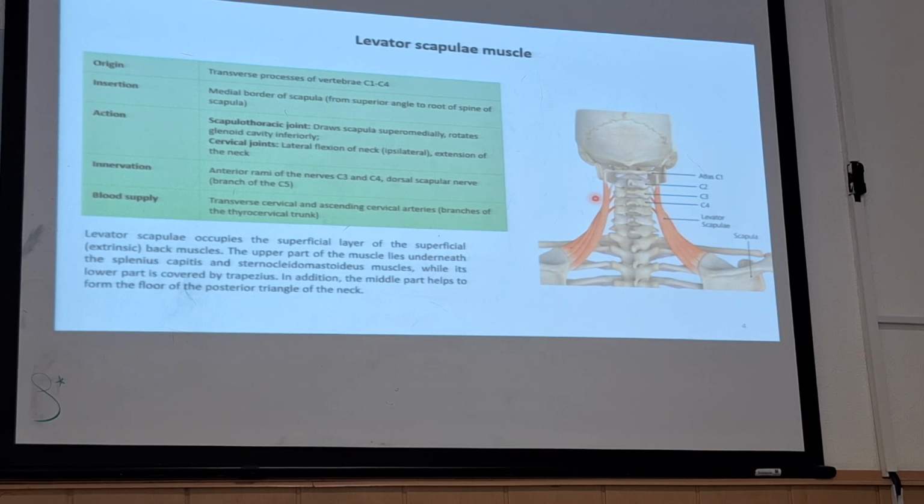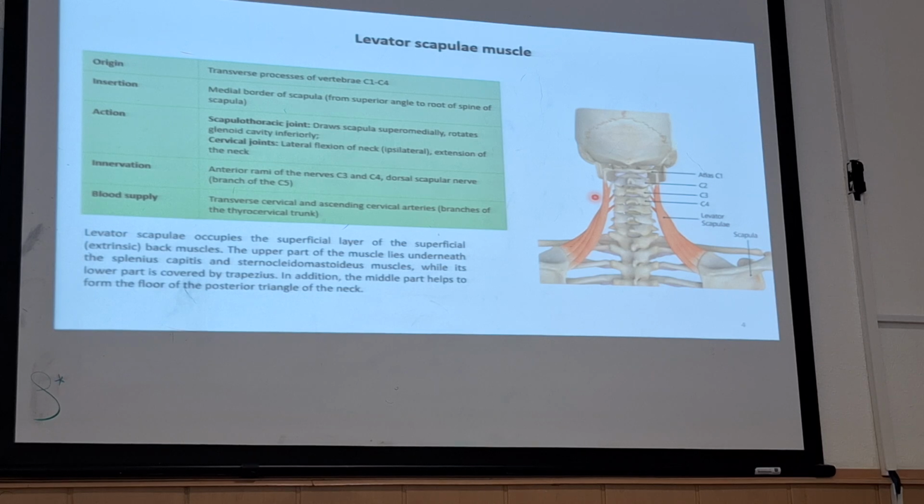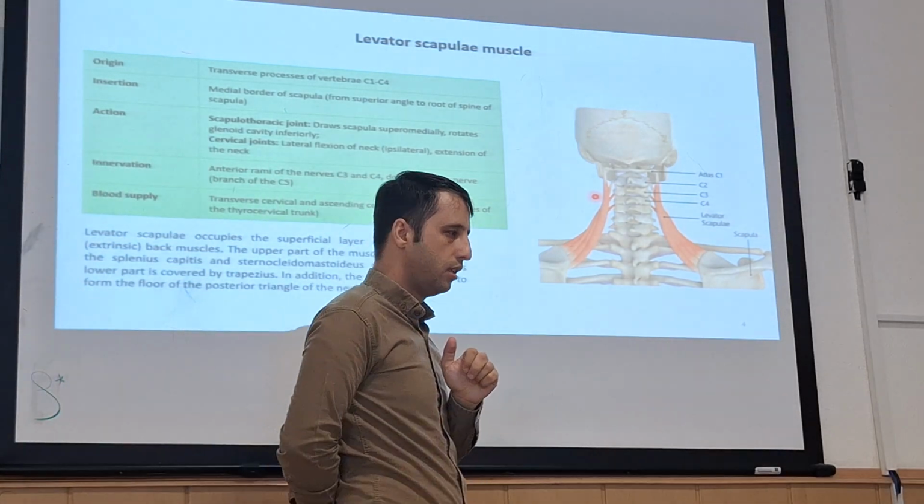What is the origin of levator scapula? What is the insertion of levator scapula? Which part of the scapula? The medial border, where the superior border arrives at the medial border. So the superior border near the medial part is the insertion of levator scapula. What is the innervation of levator scapula? The dorsal scapular nerve innervates the levator scapulae muscle.